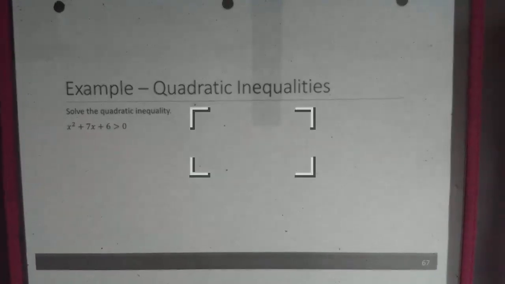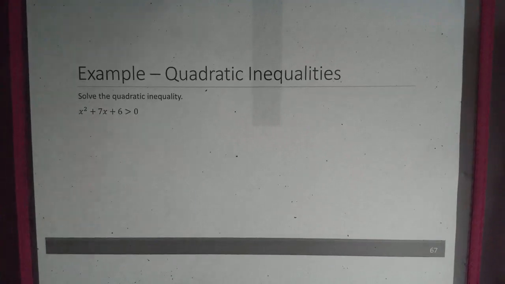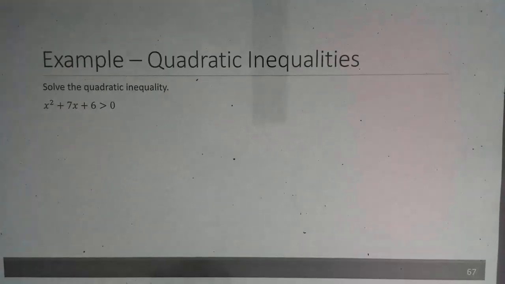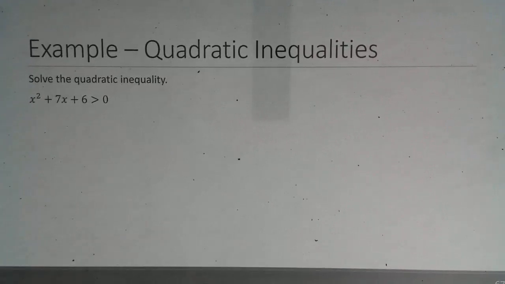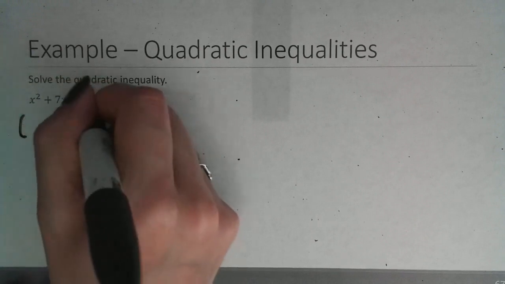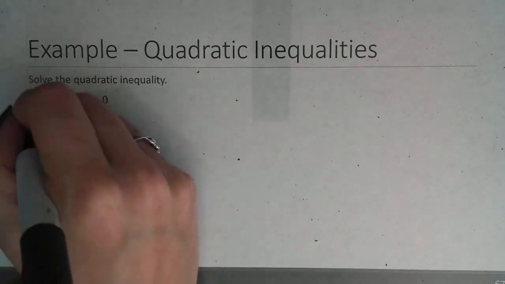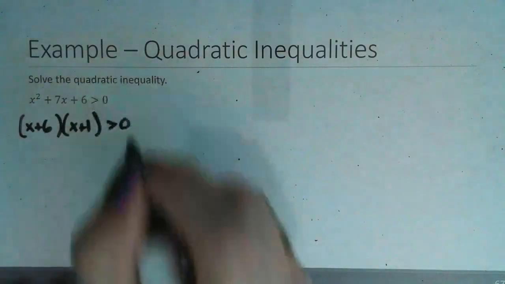So we're going to start by solving the inequality x squared plus 7x plus 6 is greater than 0. Our first step in solving quadratic inequalities is always going to be to get 0 on one side. Conveniently, we already have that in this problem. So I'm going to factor the left-hand side. That's going to be my first step once I have 0. So this is going to factor into x plus 6 and x plus 1, and we want that to be greater than 0.